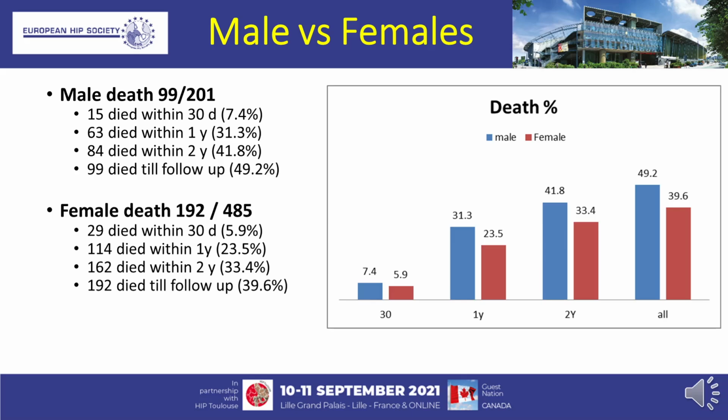Literature tells us that males die more than the females. At 30 days, 7.4% males died in comparison to 5.9% females. The rest are shown on the table.